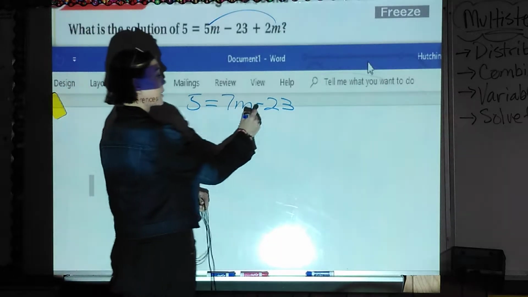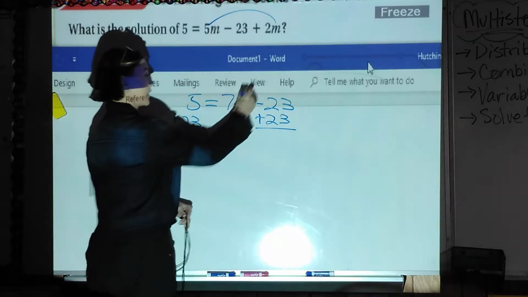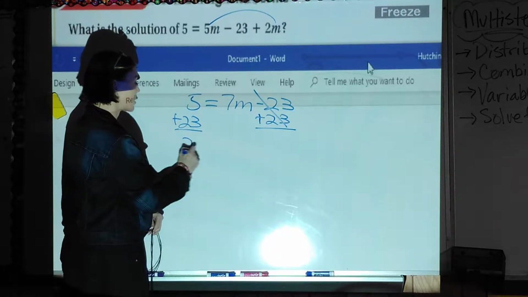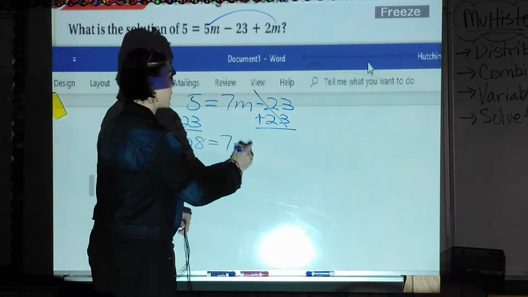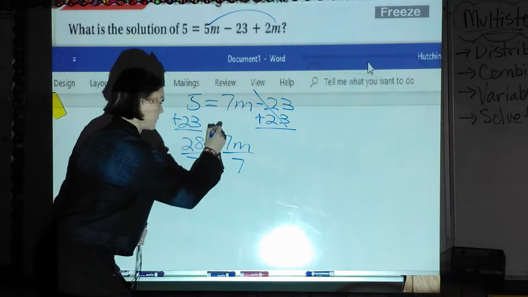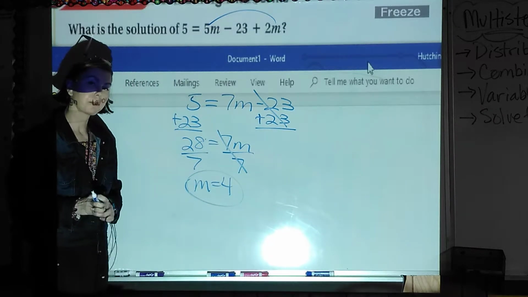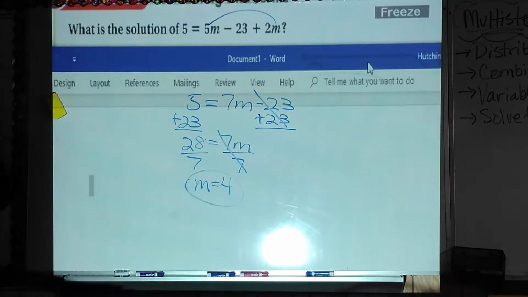So when we add 23 to both sides, those cancel, and we have 28 equals 7m. Divide by 7 on both sides, m equals 4. Okay, so while you're writing that down, I'm going to get the next example on the board.